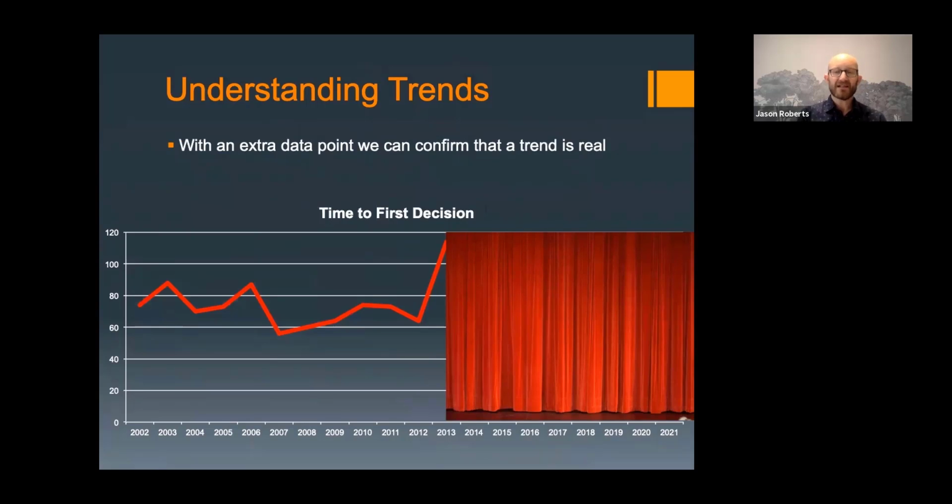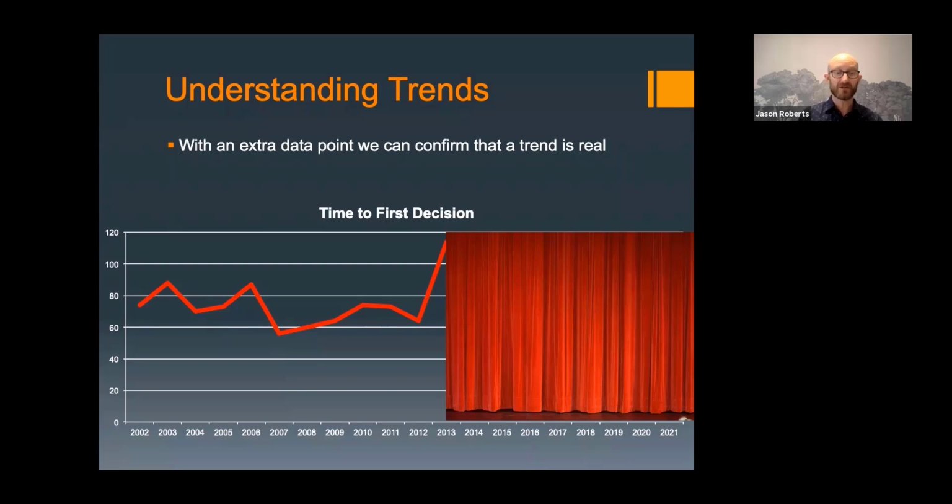So just to emphasize this point and why this is so critical, with the extra data point, you can confirm if a trend is real. So this is a real piece of data from a journal, and this was the lived experience: the time to first decision dramatically went backwards in this particular year, and the panic button was hit. My gosh, what is happening? Why is it taking so long to complete peer review? There were some issues, but equally, it just seemed to be down to chance.